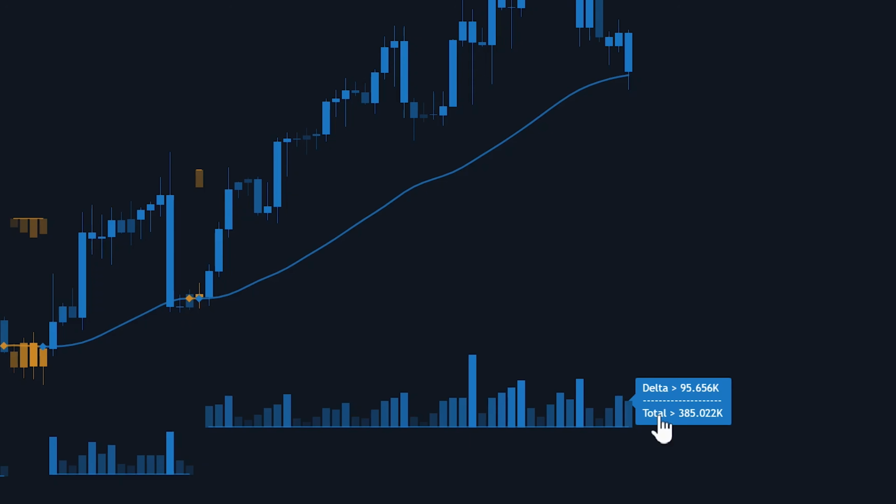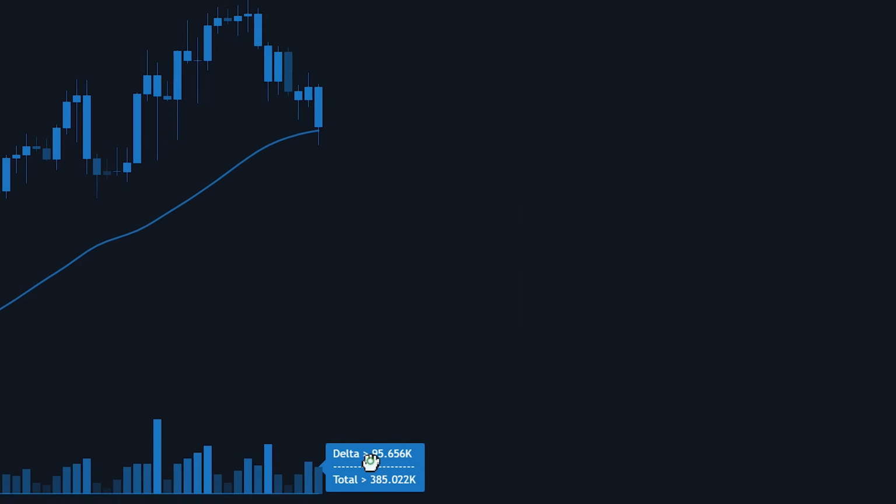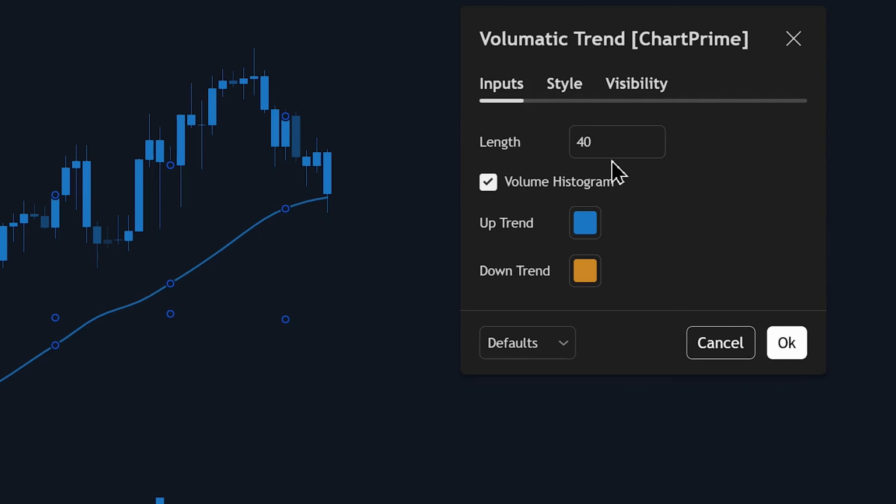Now, let's peek into the settings, because this indicator is really customizable. If you go into the Settings panel, under the Inputs tab, you'll see the length. The default is 40, which is pretty balanced. If you wanted to track longer-term trends, you could bump this up to maybe 100 or 150. Or, if you're more into scalping and short-term moves, you could try lowering it. For this video, I'm just going to stick with the default 40. I'm not changing anything there.